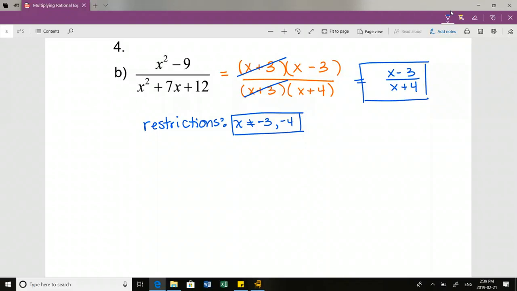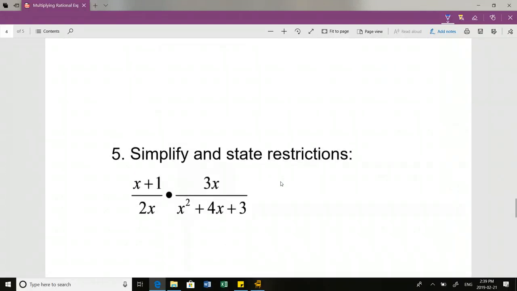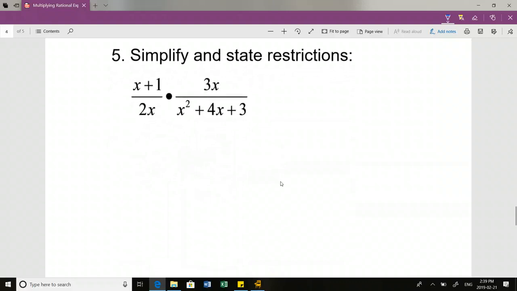Can I scroll? Okay. We're going to do a couple tougher ones, and then you guys are going to do some practice on your own.